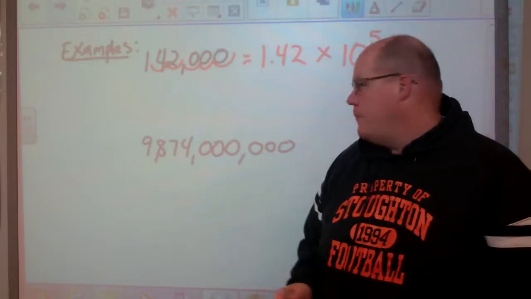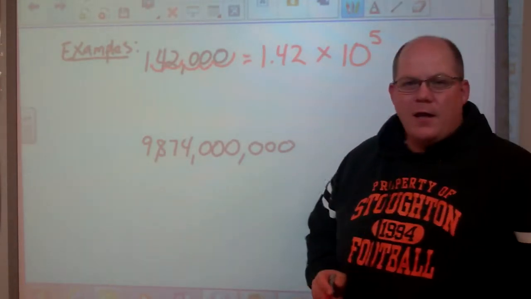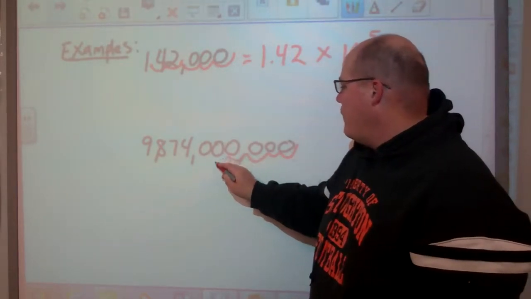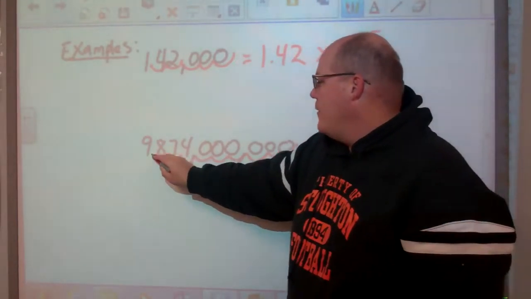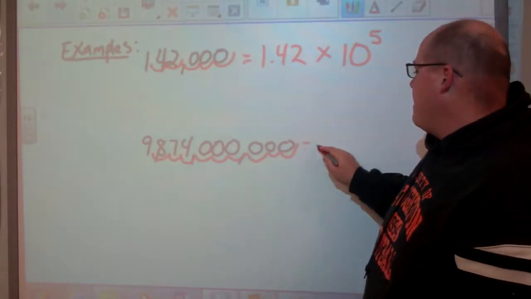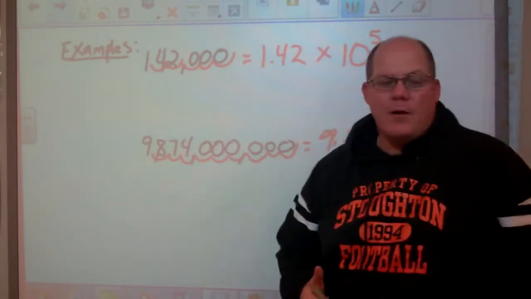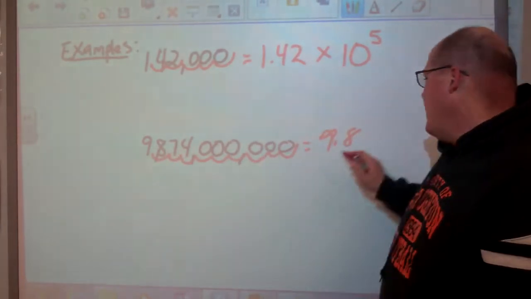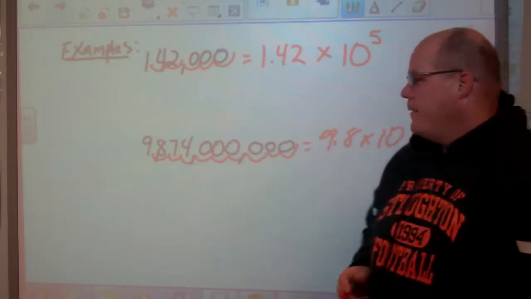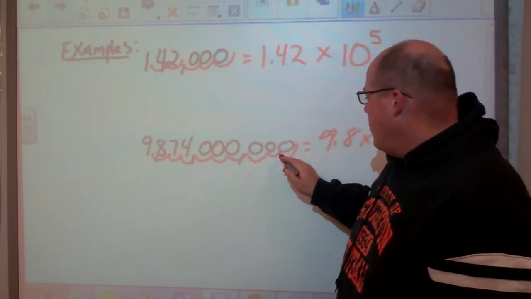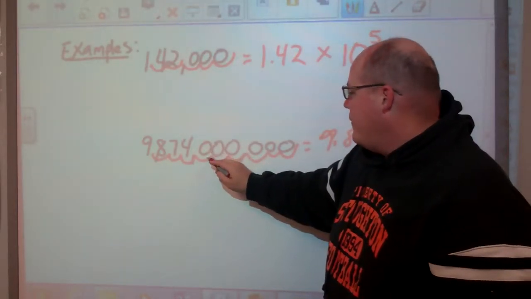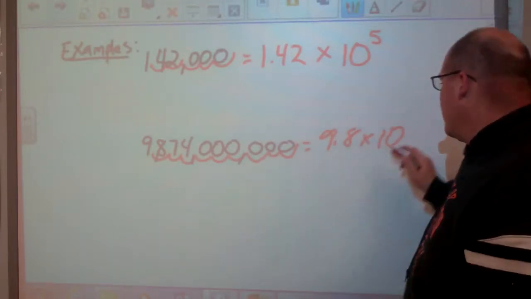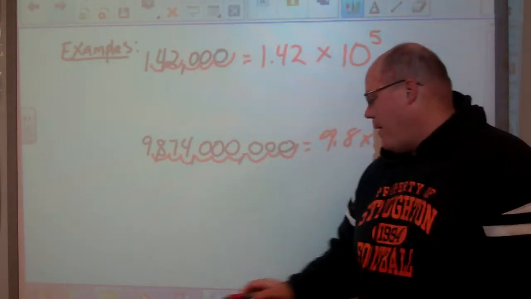So I get to the second example. 9,874,000,000. Again, move the decimal. 9.8. Is 9.8 between 1 and 10? Yes, I've got the right number. Now I need to multiply it by a power of 10. So again, let's count our decimals: 1, 2, 3, 4, 5, 6, 7, 8, 9. I've moved that 9 places. So 10 to the 9th power.